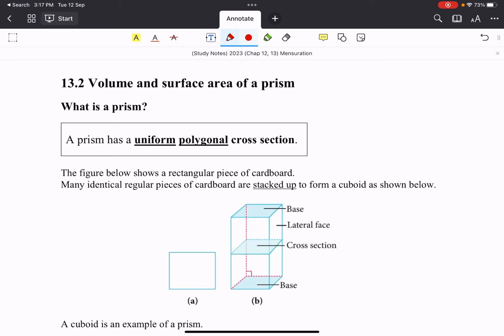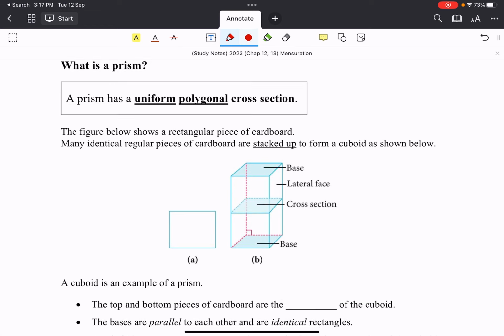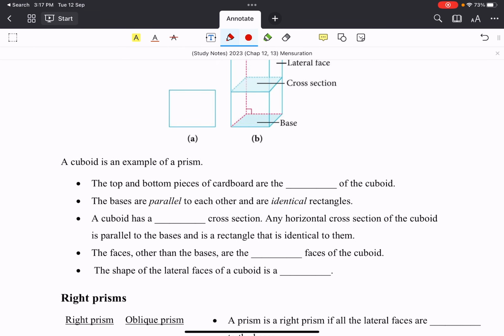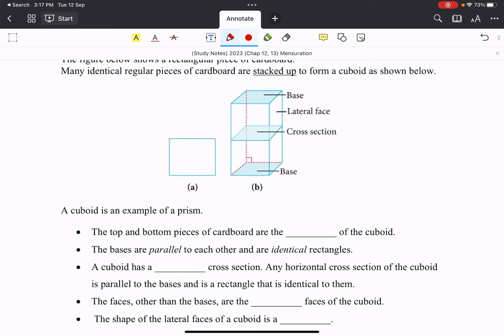Now, the cross section and the base of a prism are polygons. Polygons will be things like triangles, quadrilaterals, pentagon, hexagon, heptagon, octagon, nonagon, decagon. You get the idea, right? So when we have something like this, we have a prism. A cuboid is an example of a prism. In this diagram, you can see the top and bottom pieces, we call them the bases. The bases are parallel and they're identical. They have to be similar in shape. If they are not, then we don't get a prism.